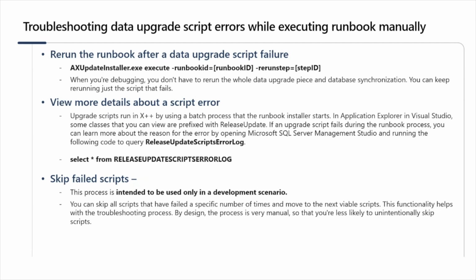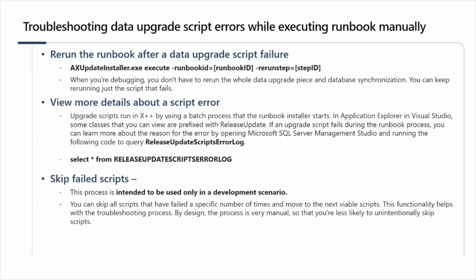If there is any failure in a pre-sync or post-sync step, then all error details are logged in the release update script error log table. During pre-sync or post-sync, if there is any error, then there is an option where you can skip the failed script. But a few things to keep in mind. This process is intended to be used only in a development scenario. You can skip all the scripts that have failed a specific number of times and move to the next viable script. This functionality helps with the troubleshooting process.